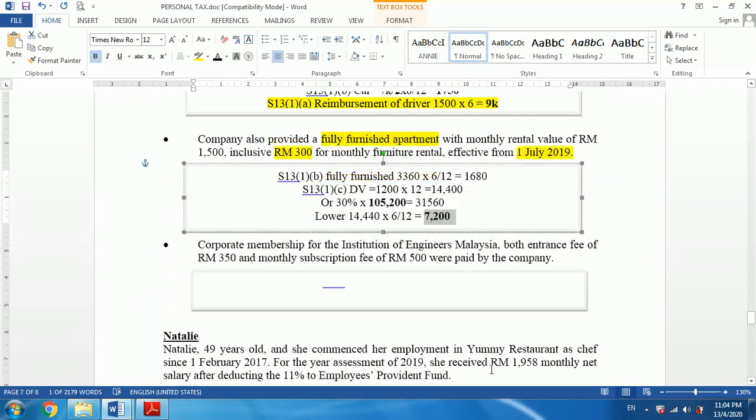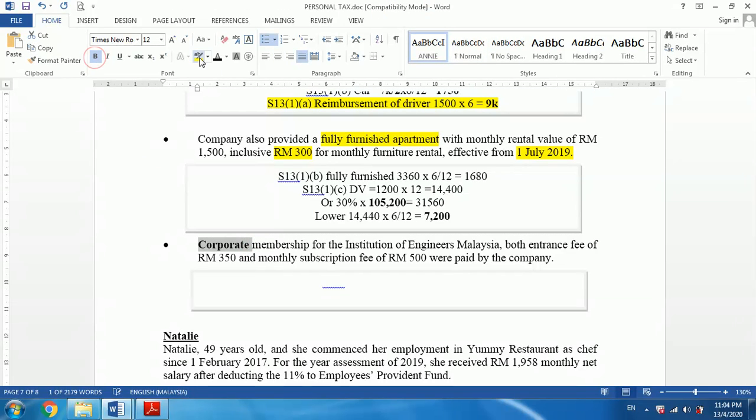Okay, last part we have corporate memberships, whereby the company provided both entrance fees and also subscription fees for CAN. So in such a case, for any kind of club membership, you have to identify whether it's individual or corporate. Because if it's individual, then you register under your name, the company pays you back the money, so that one is considered money form and will be 13(1)(b). But if this is a corporate membership like CAN's situation here, which means this membership is registered under the company name and the company granted you the benefit of joining this club, with entrance fees and subscription fees paid by the company.